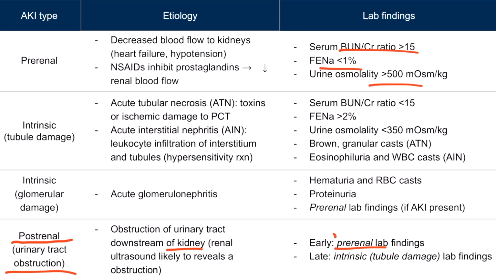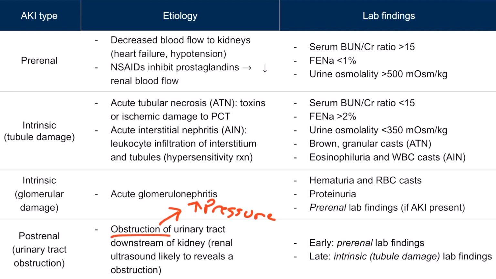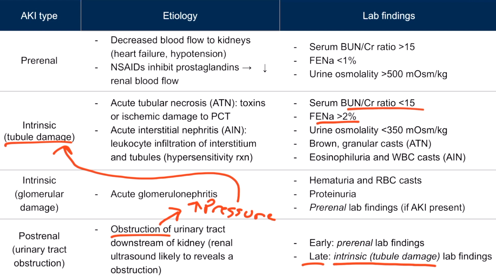And again, that's early. If the patient's condition isn't treated, then the high pressure in the renal tubules, because of that obstruction causing backed up pressure, will eventually damage the tubules. So the lab findings later in this disease will resemble those of intrinsic tubular damage injuries. So fractional excretion of sodium will be greater than 2%, BUN to creatinine ratio is less than 15, and urine osmolality is less than 350, indicating dilute urine. Or you could say that the nephron is unable to concentrate the urine.